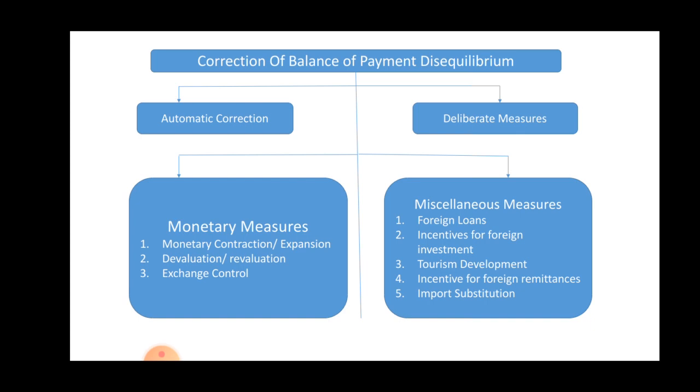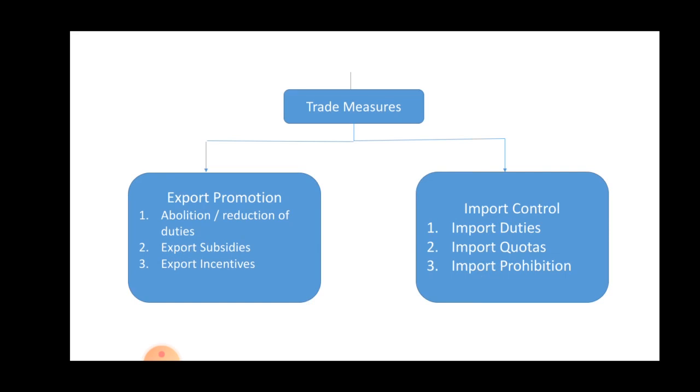So the first one, automatic corrections, is over. In automatic corrections, four factors are used: price adjustment, interest rate adjustment, income adjustment, and capital flow. And the second one is deliberate measures. Deliberate measures may be broadly grouped into three types: monetary measures, trade measures, and miscellaneous measures. First one is monetary measures.